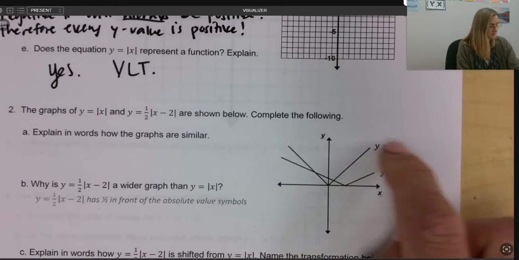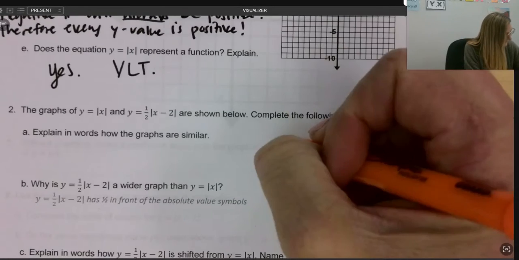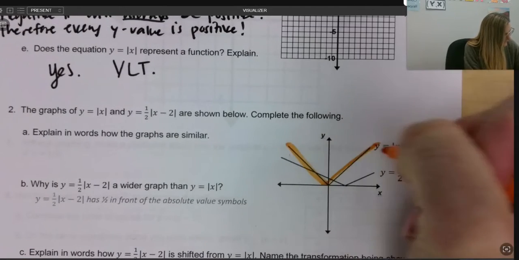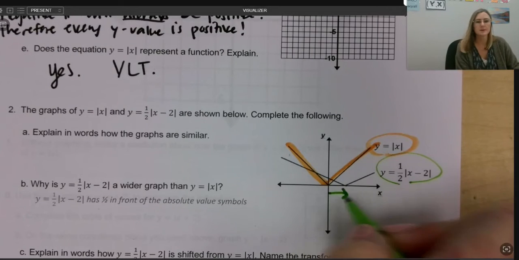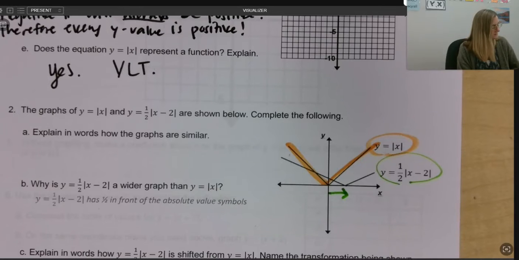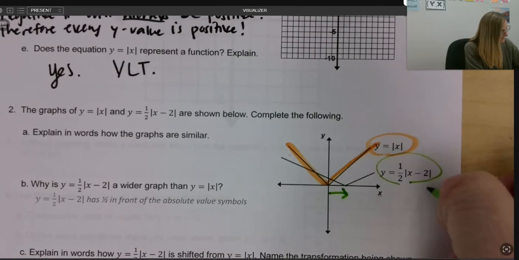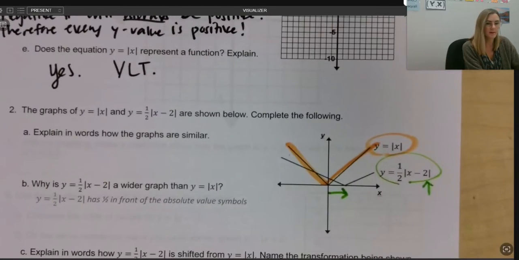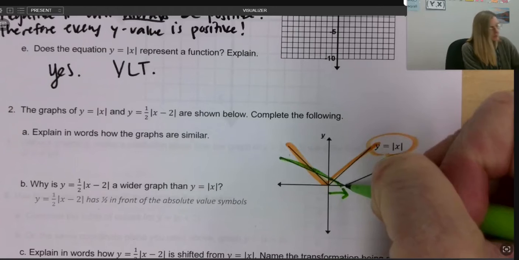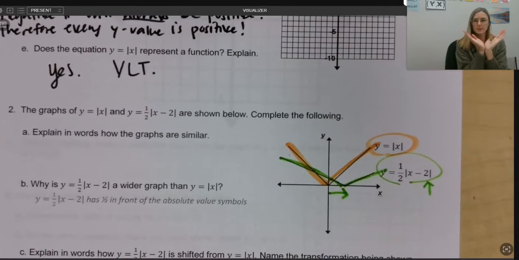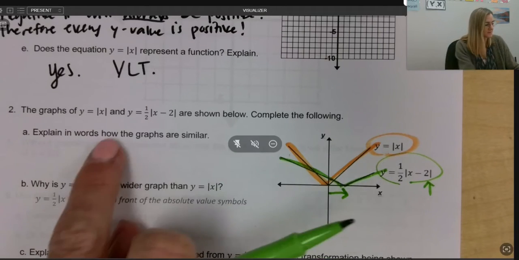y equals the absolute value of x is what we just graphed on the other graph. And y equals half times the absolute value of x minus 2. If you notice, it actually has shifted to the right, and that's because of that 2 right there. It's also a little bit wider, so it doesn't really go straight up, it goes a little bit wider like that. And it actually gives you the answer on this one. It's a little bit weird.